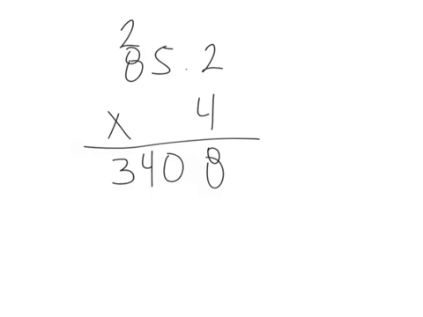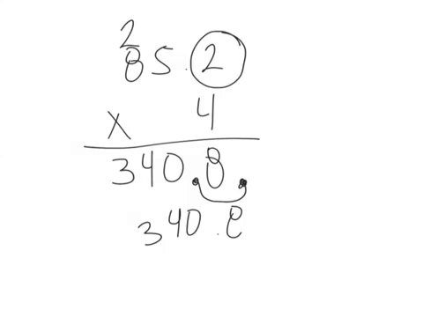So the shortcut, once again, is we look at the number of place values. Here, there's only 1. And so I move the decimal place once. So it is actually 340.8.